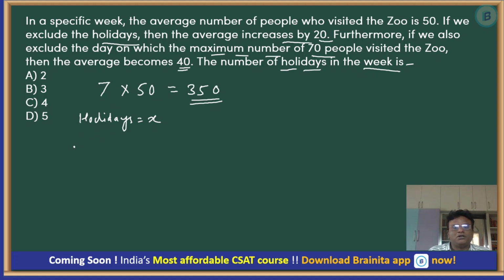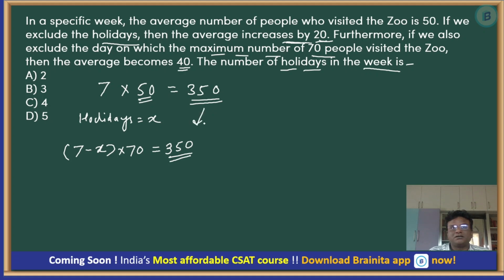So excluding holidays, you will have 7 minus X working days, right? On those working days, the average is increased by 20. So overall average is 50, so now it became 70, right? And what should be the number here? Think about it. This number will be same as 350 because on holidays, no visitors would visit the zoo. Okay. So this number would remain same.